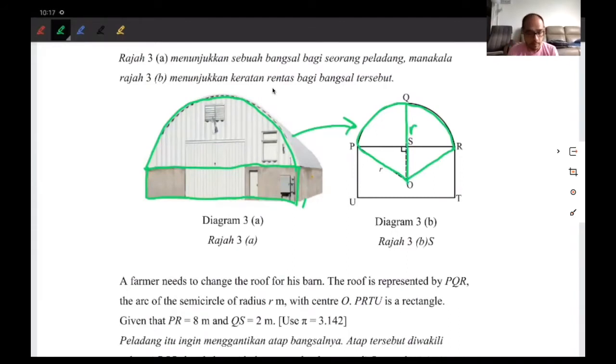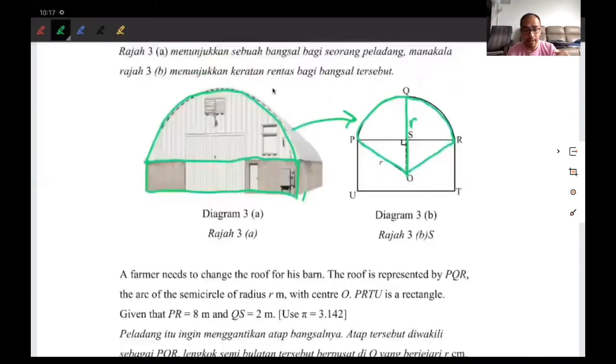Now, given that PR equals 8, that means I know that PS is 4, SR is 4. That's the first thing. And then QS is 2. If QS is 2, then I know that SO is R minus 2, because the whole thing is R.